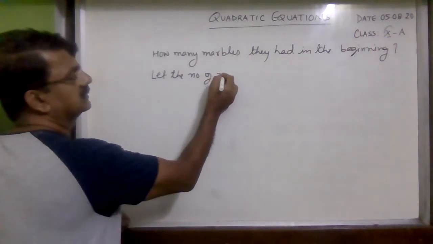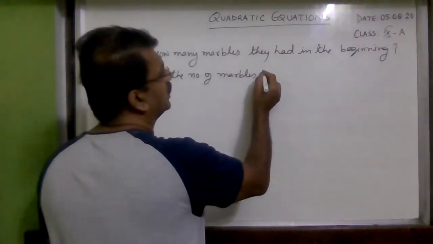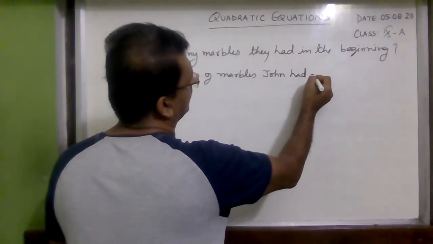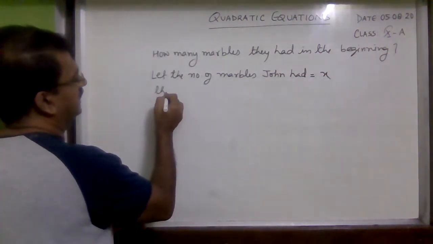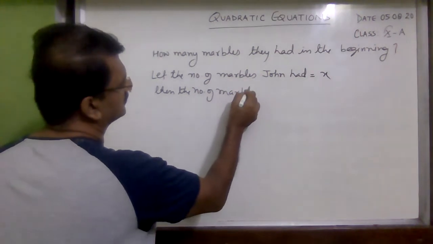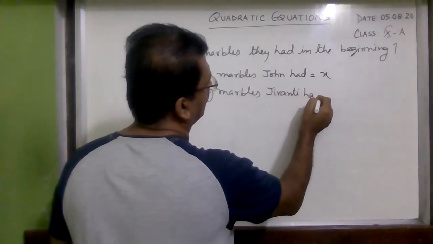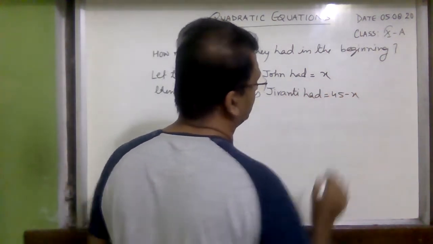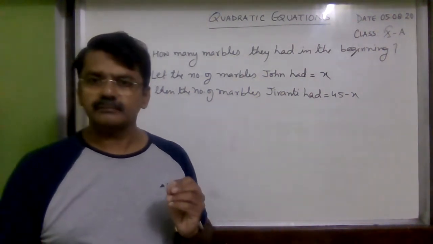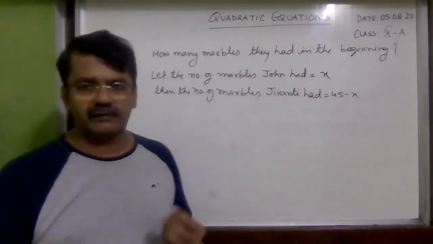Let the number of marbles John had be equal to X, then the number of marbles Jivanti had will be 45 minus X, because it is given that initially the total number of marbles was 45. So if John had X, then Jivanti will have 45 minus X.